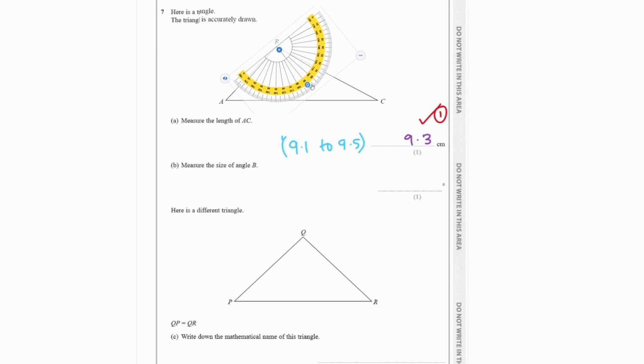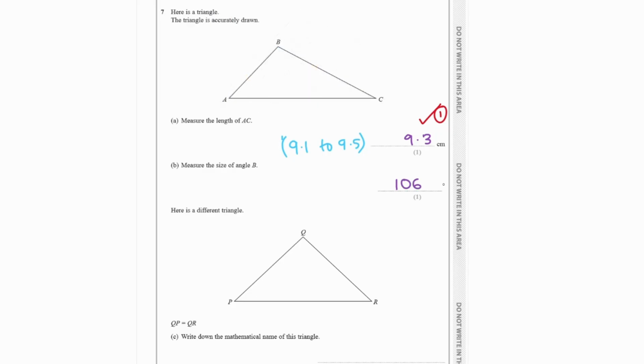And if we read the scale here, we can see that from 0, we are going all the way up to 106 degrees. So we can write this as 106 degrees. However, for anybody who got an answer in the range of 104 degrees to 108 degrees, they would also be awarded 1 mark for these values.